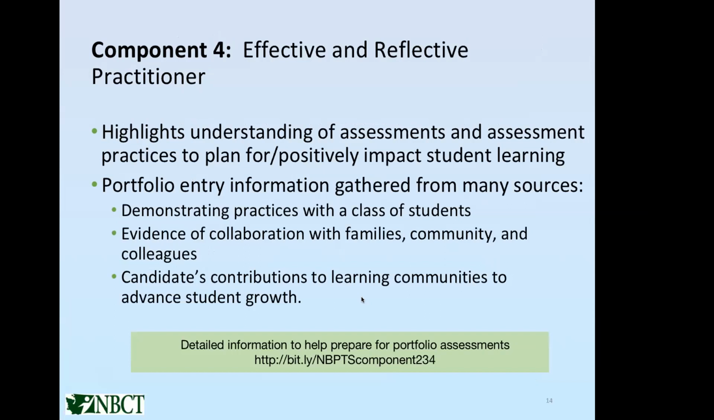And finally, you have component 4, and this component is about effective and reflective practices. For this, you are going to set a student need that is either with your class or the whole school. You will have an individual need, and then you will look at assessment practices, formative, summative, and self-assessment, and you will collect data based on these assessments.